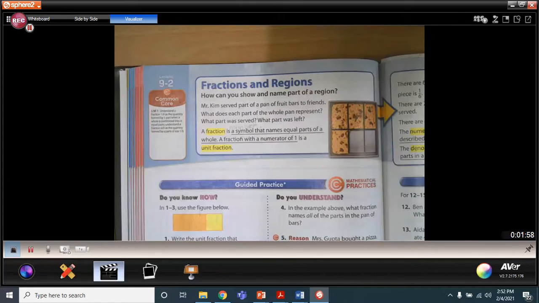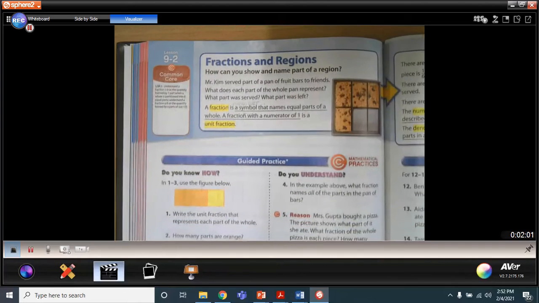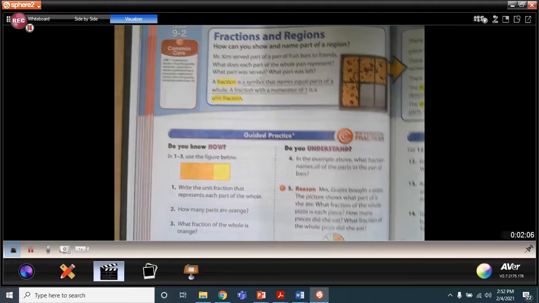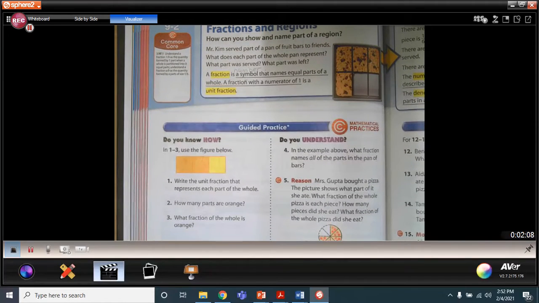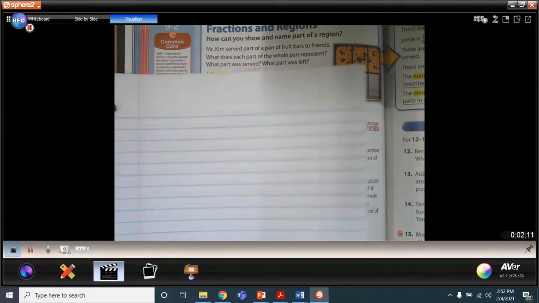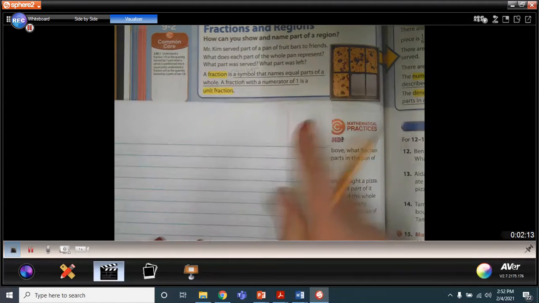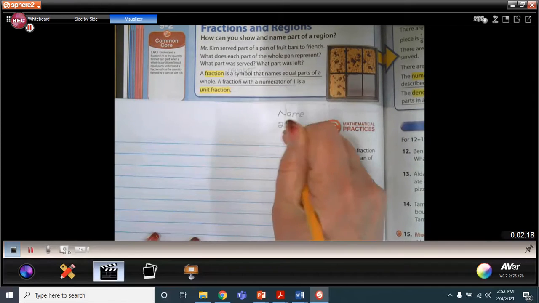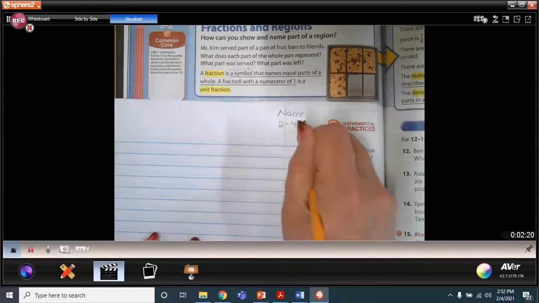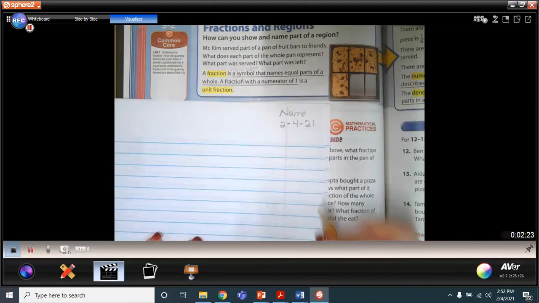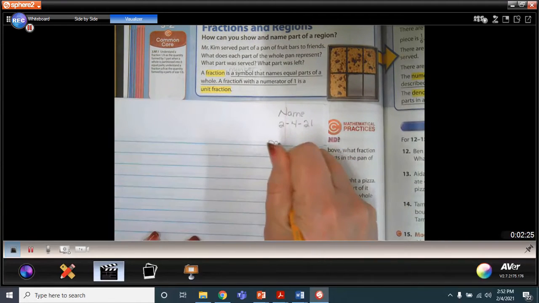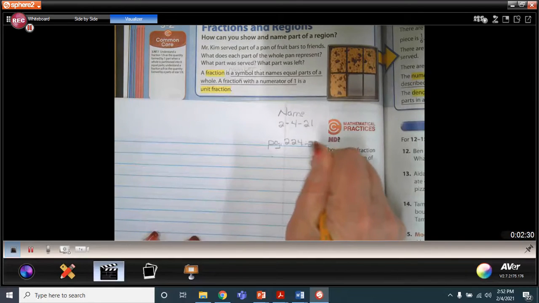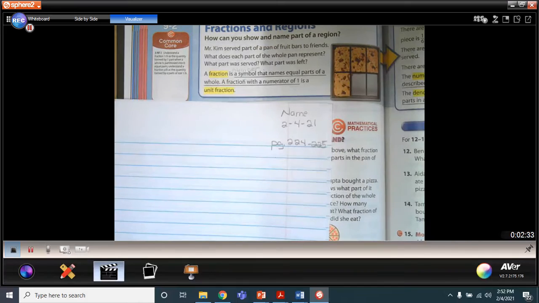So now let's take a look at our assignment for today. It's 1 through 17, but I want to get us started on this assignment. So I want you to make sure you have a piece of paper. Please make sure to put your name, the date, which today is the 4th. So you're going to put 2-4-21. And please also make sure you put the page number, which is 224 and 225 of your Envision book.